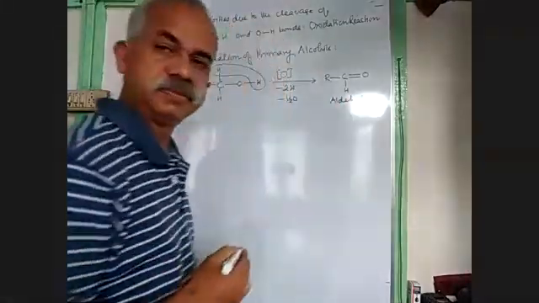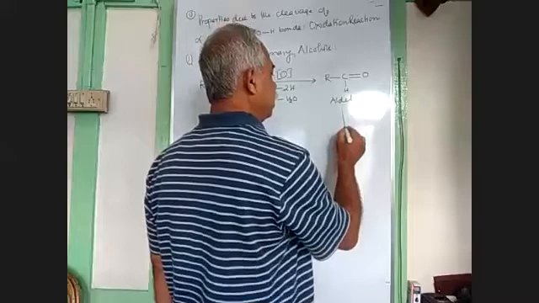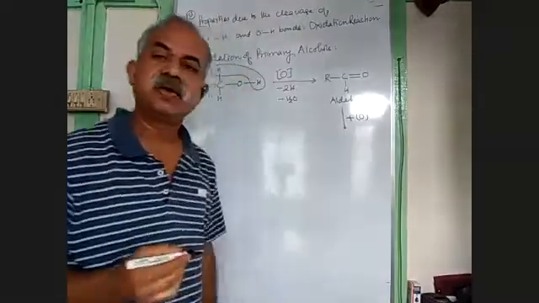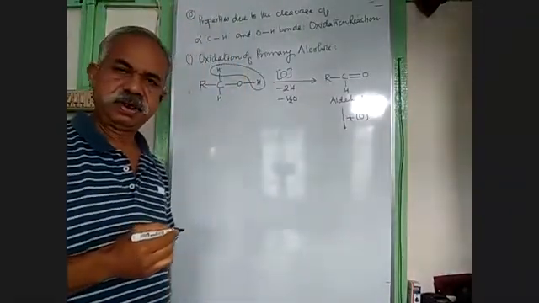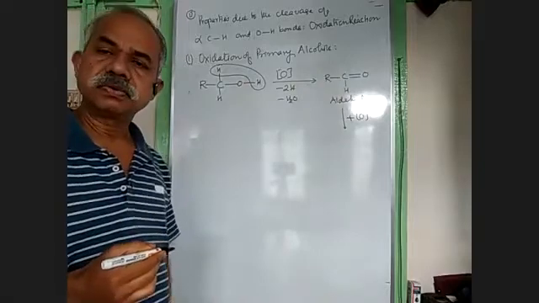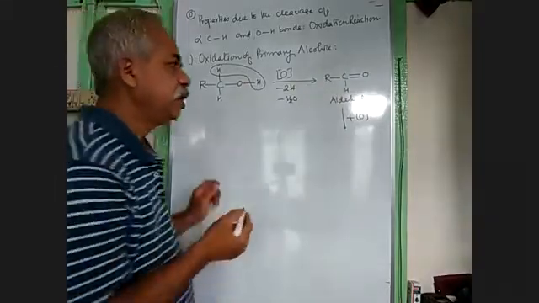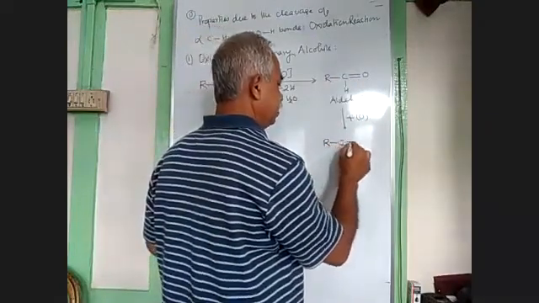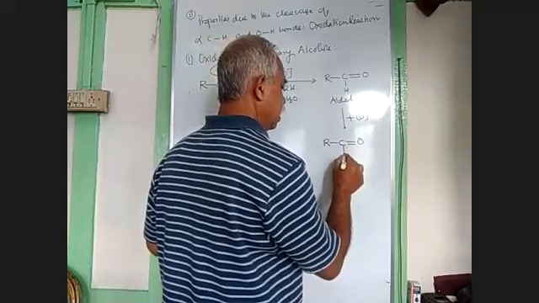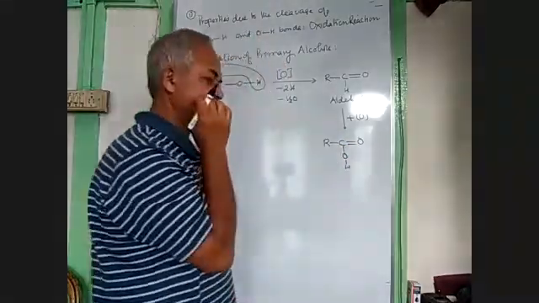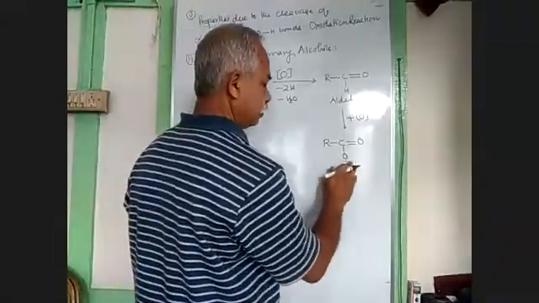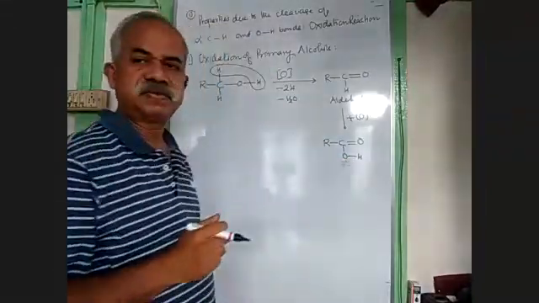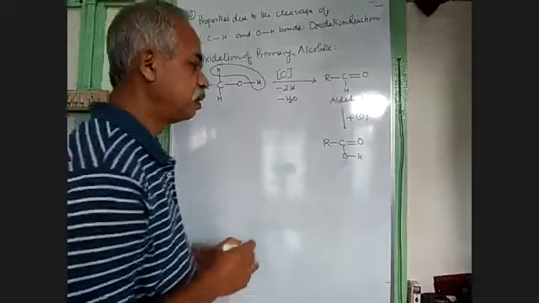Aldehyde. Okay. Now, again, if the oxidation occurs, then the oxygen will be added. But carbon valency cannot cross 4. So where will it add? It will add between carbon and hydrogen. See here. So what will be this? Oxygen and oxygen, I write like this. See here, valency of carbon is also satisfied. Oxygen is also satisfied.